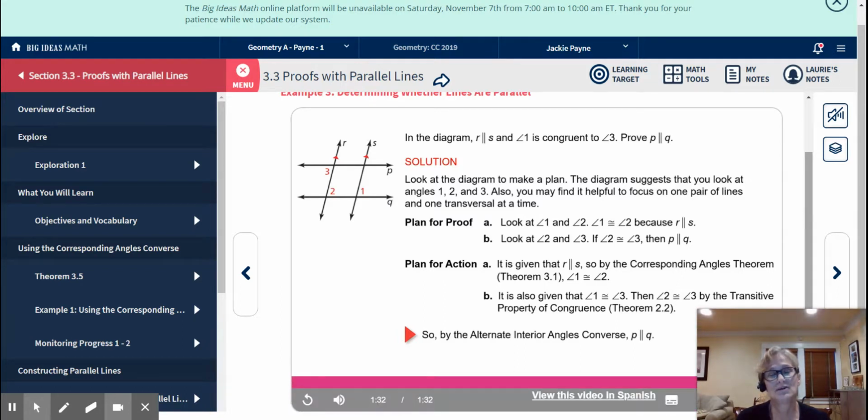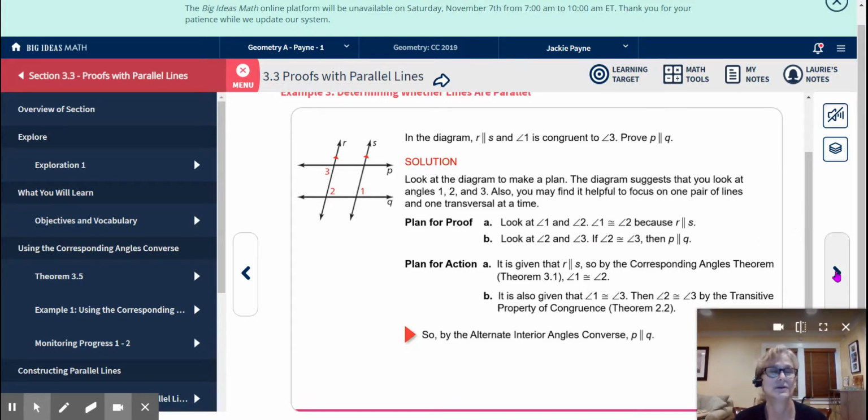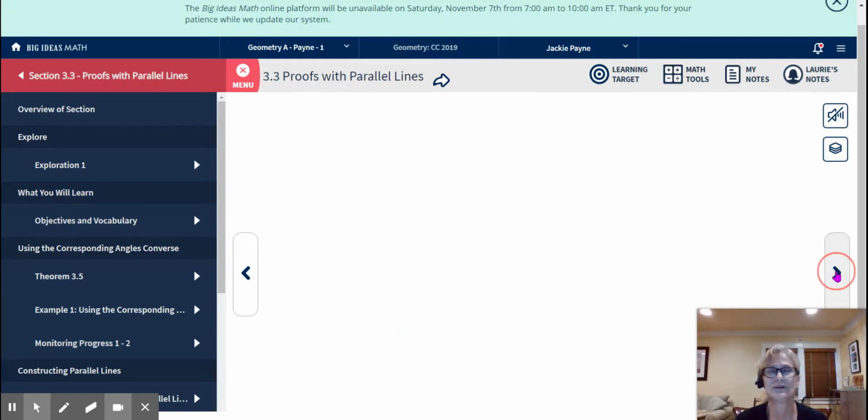So hopefully you're now seeing the plan starts before you ever write anything down. And then this is more of a paragraph proof. It's not a 2-column proof because there's no column there, as you can see. But you could write it as a flow chart too. We're going to stick with the 2-column proofs for now.